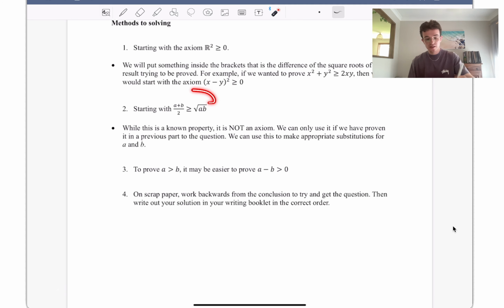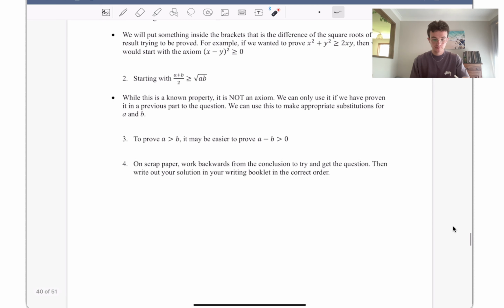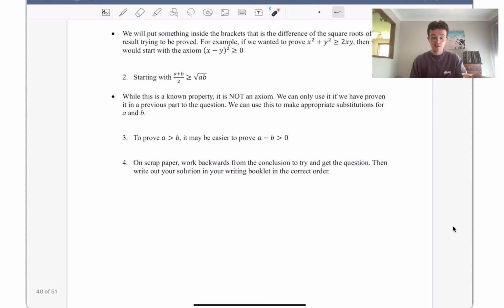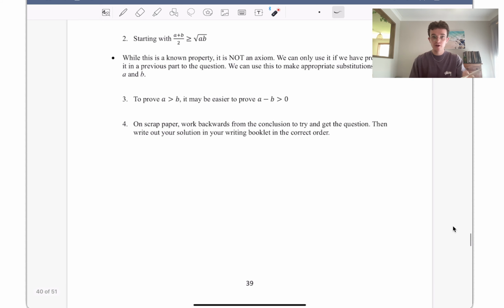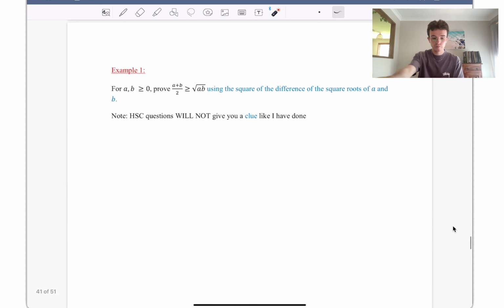Sometimes we might want to just start with the arithmetic geometric mean inequality, but we cannot start with it just randomly unless it's been proven in a previous part of the question. And again, sometimes instead of proving a is greater than b, it's easier to prove a minus b is greater than 0. I spoke about this before. Sometimes it's easier to work backwards on a scrap piece of paper from the conclusion to the original question, and then write out your solution in a writing booklet in the correct order.